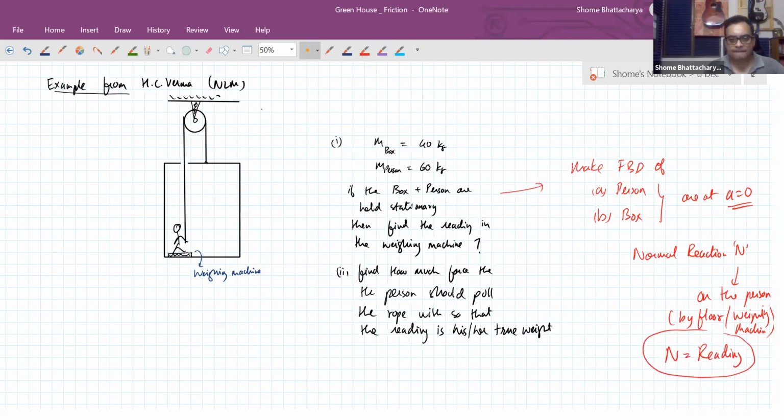Okay, Diti, is this concept clear, beta? Okay, okay. And what about the second part? Have you got the second part also? Just make a correction. The box weighs 30 kg. Instead of 40 kg, make it 30 kg.